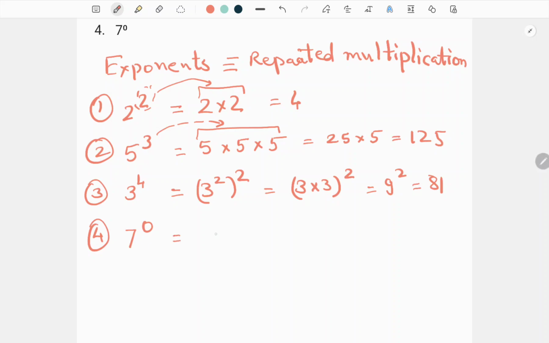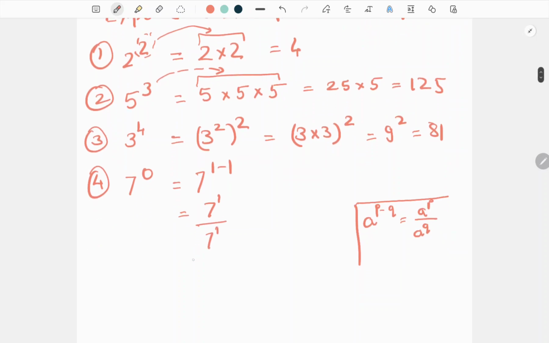So here you can think of 7 to the power 0 as using another property of exponentiation. I'm going to write the property on this side: a to the power p minus q is equal to a to the power p divided by a to the power q. This is an important property of exponentiation, which says that raising a number to a power can be thought of as raising it to one power and then dividing it by another power, so that the difference between those two powers is the original power. So you can think of this as 7 to the power 1 minus 1, which is 7 to the power 1 divided by 7 to the power 1. You are dividing the number by itself, so the answer should be 1.